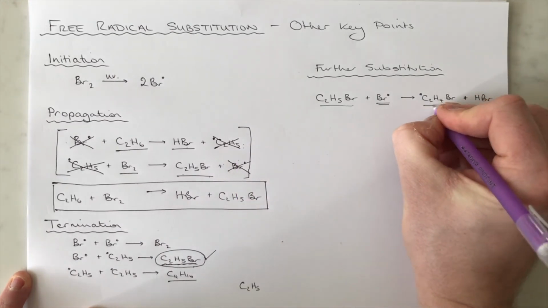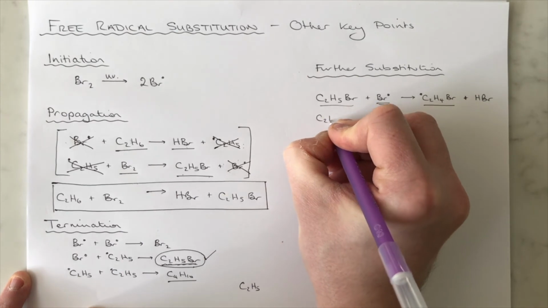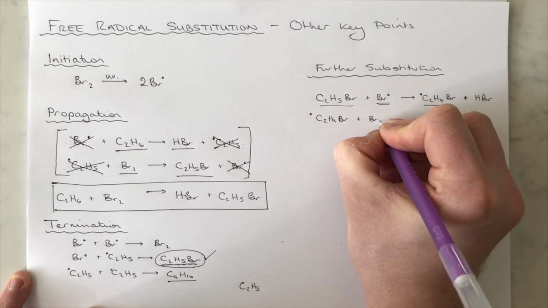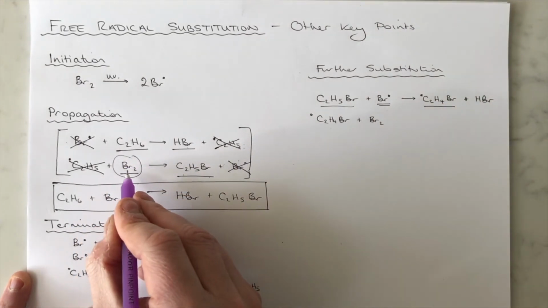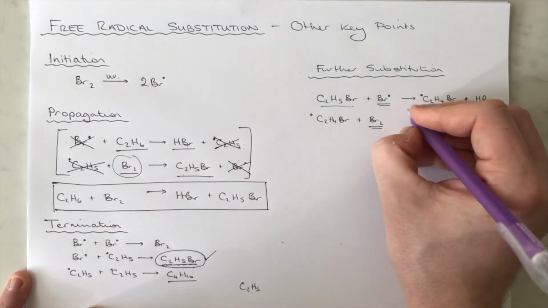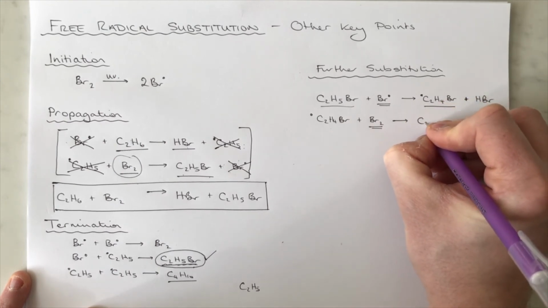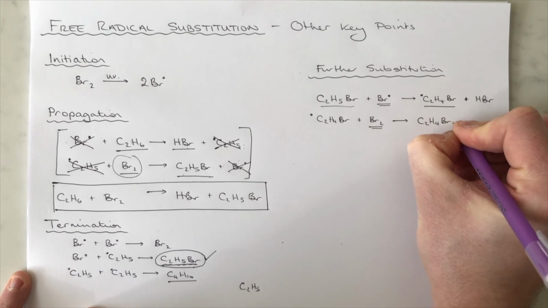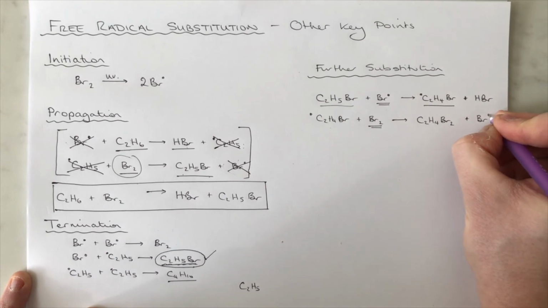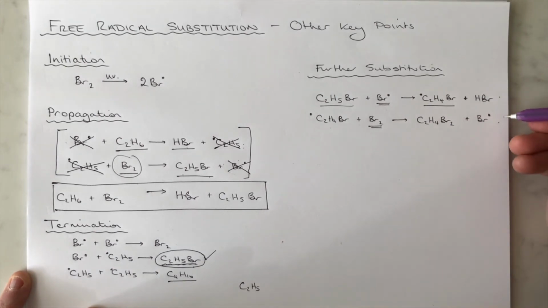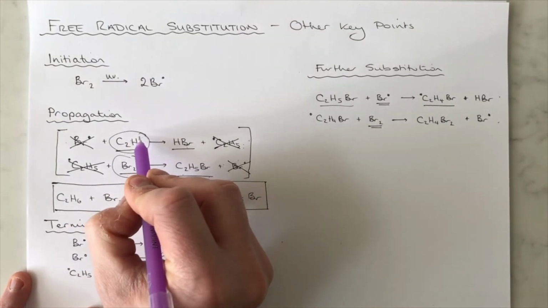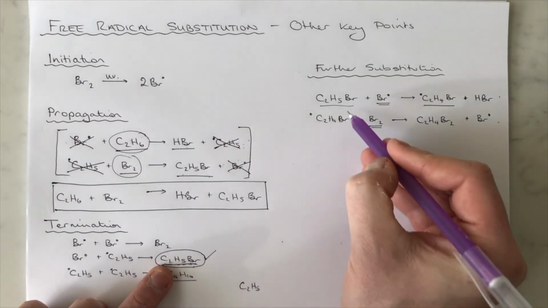But then this can carry on reacting. So let's say C2H4Br as a radical then collides with another bromine molecule, just like would happen in the second propagation step over here. This is going to get split up. One is going to attach onto this and one is going to float around as a radical. So C2H4Br2 and then one of those is left as a bromine radical. So hopefully you can see how these two further substitution steps are essentially equivalent to two propagation steps. It's just that rather than starting off with our alkane, we're starting off with our haloalkane.